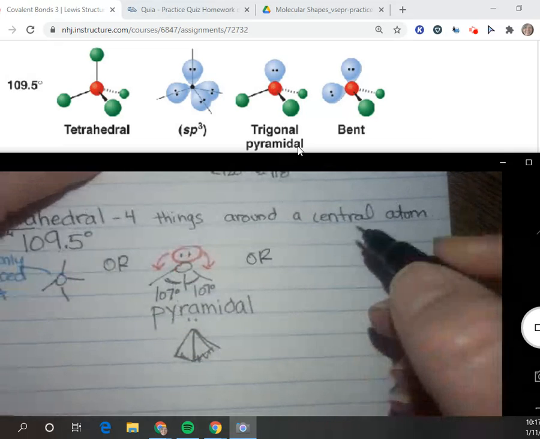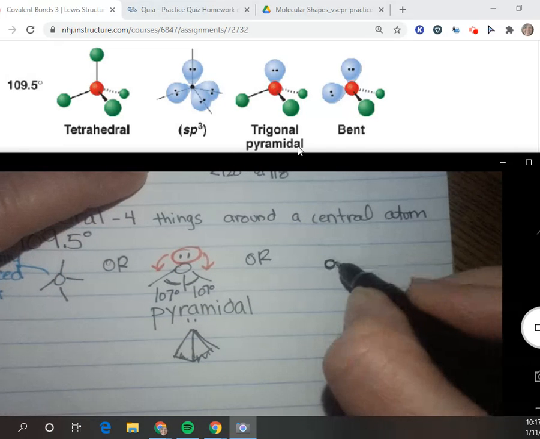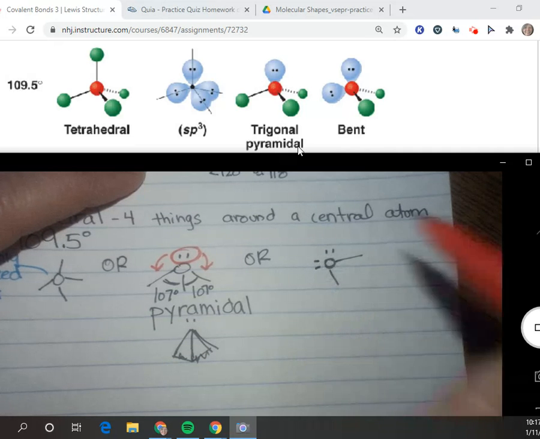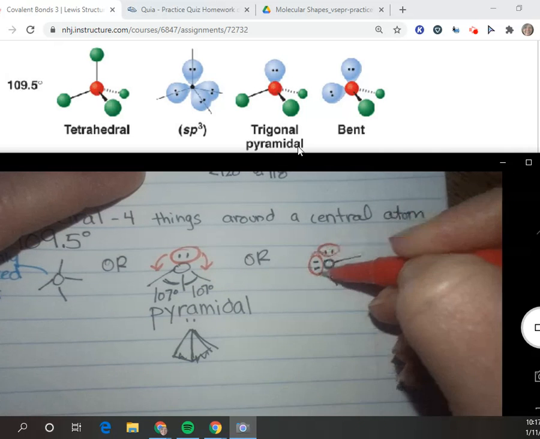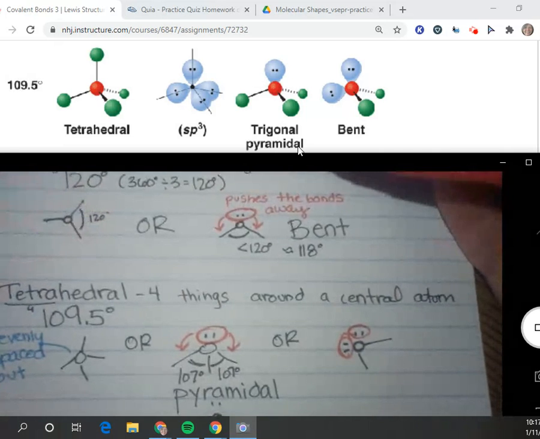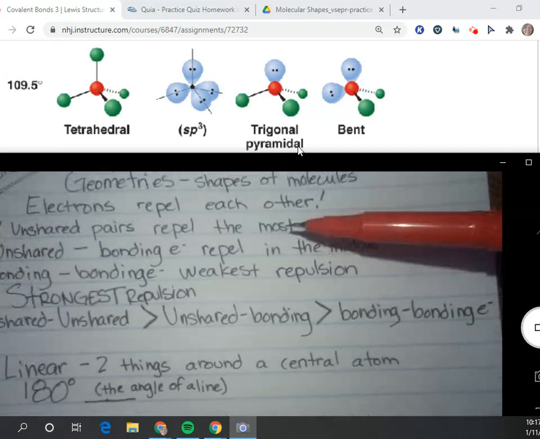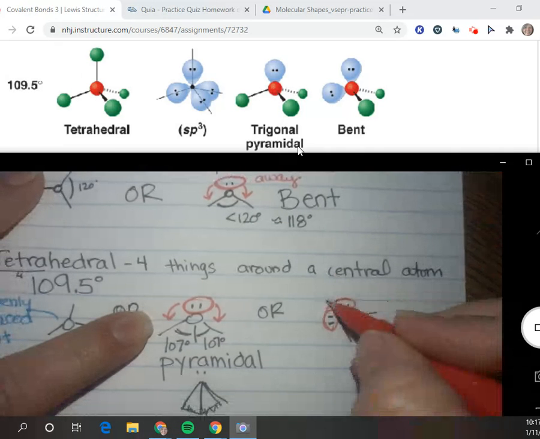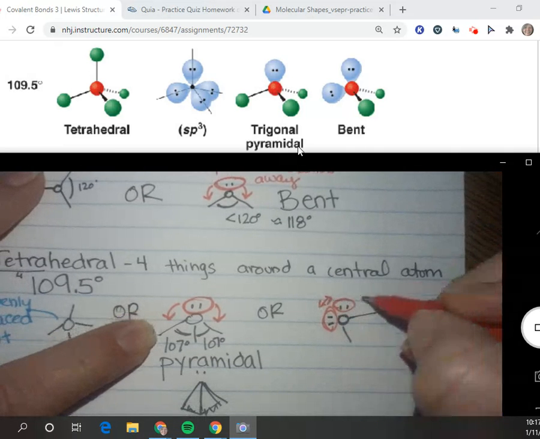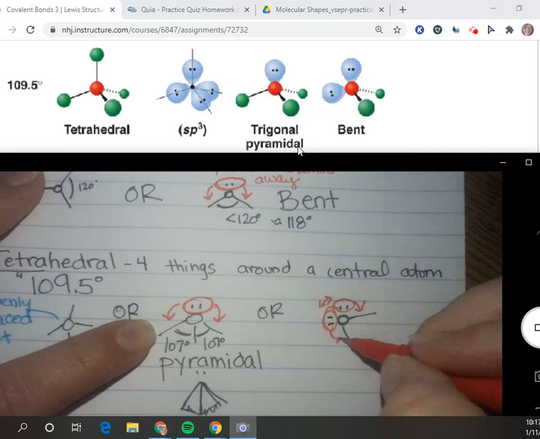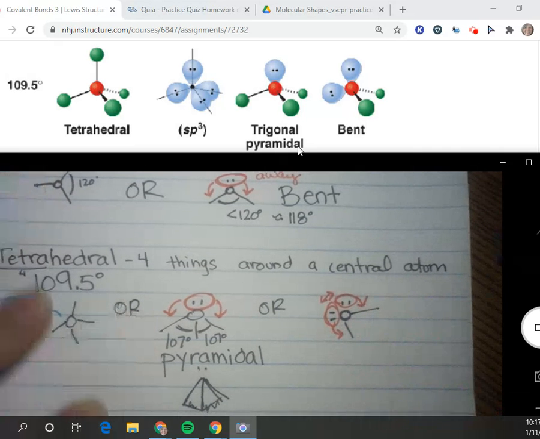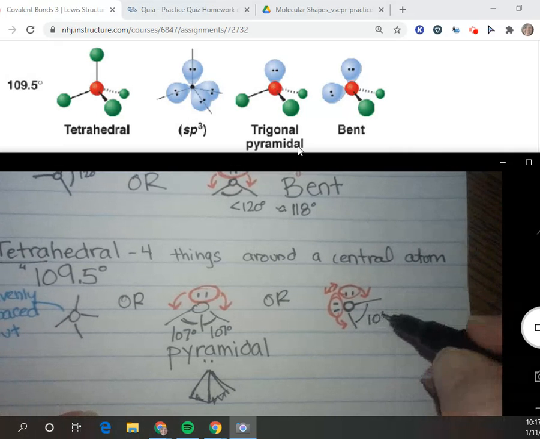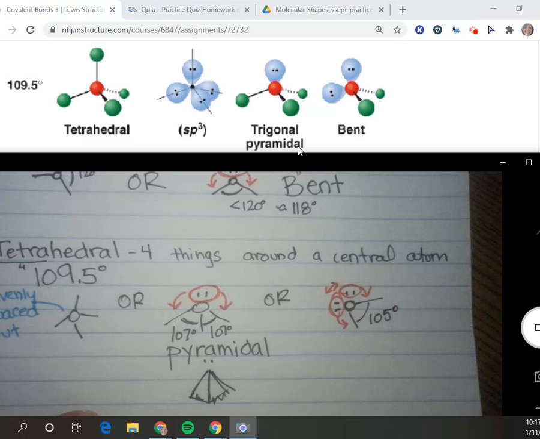Or, what if I have my central atom and I have 2 unshared pairs? Uh-oh. Let's go back to what we know. 2 unshared pairs repel the most. So these guys are going to push on each other this way, and they're going to push down on the bonding electrons. That's going to give us an angle of 105 degrees, about.